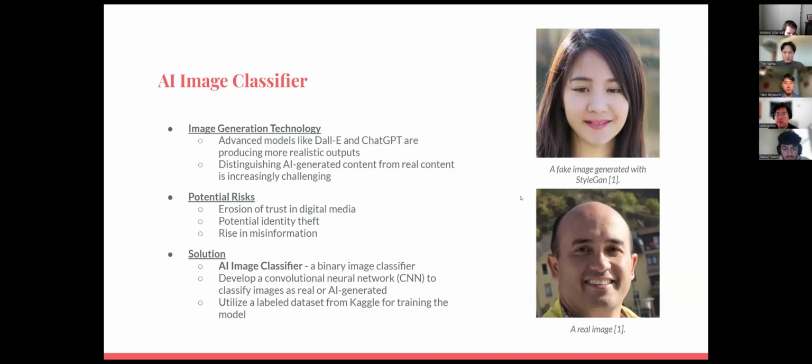So the solution we are proposing is an AI image classifier. This is a binary image classifier based on a convolution neural network to classify images either real or AI generated. And we train the model using a labeled dataset from Kaggle.